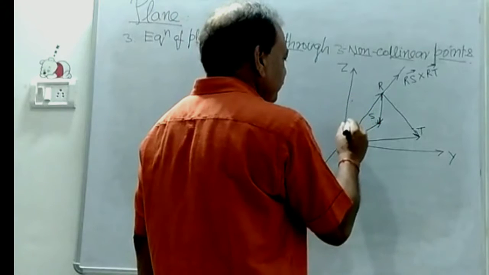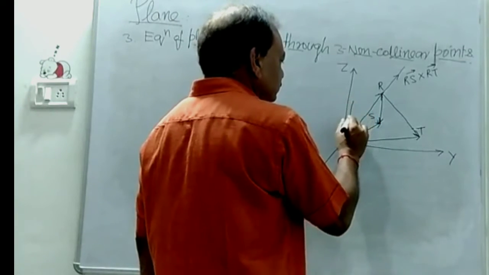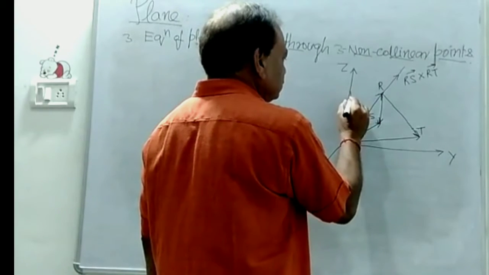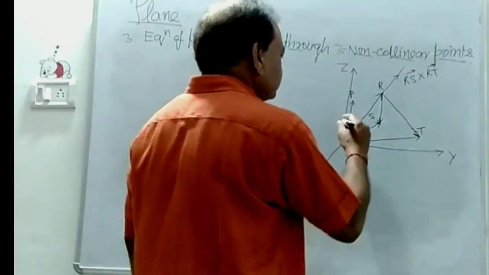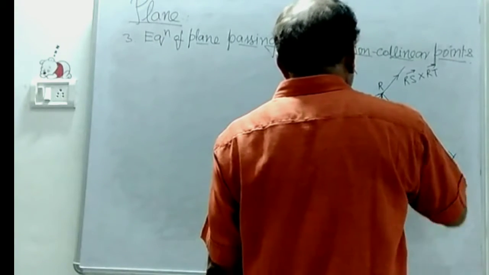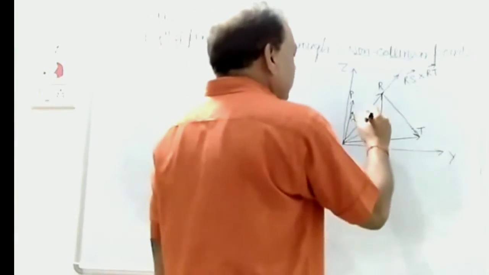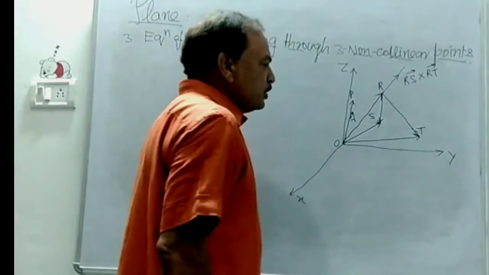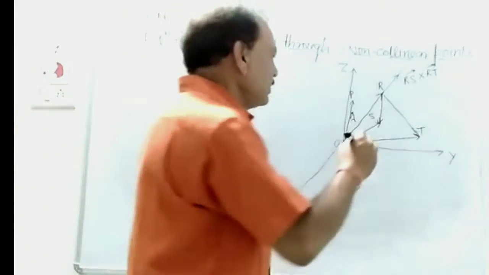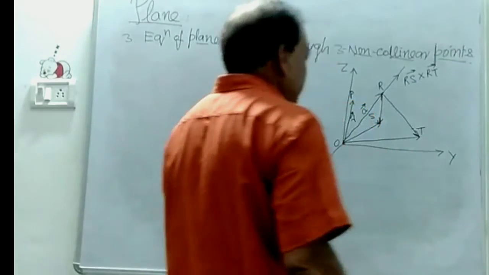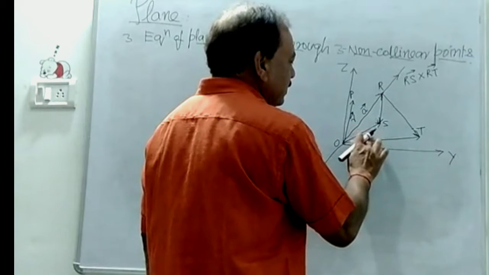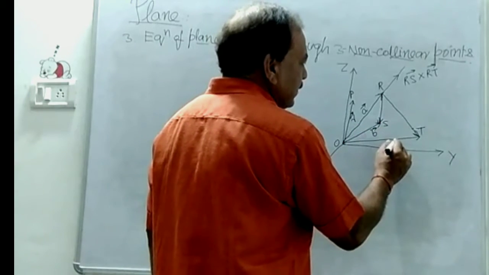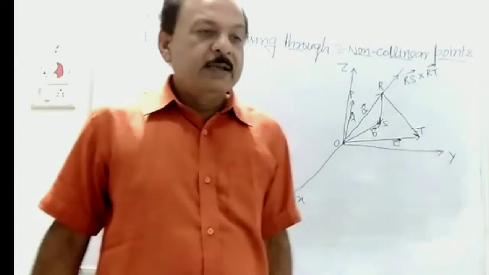Let P be any point in the plane with position vector R. The position vector of R is A, the position vector of S is vector B, and this is vector C. Then what happened?